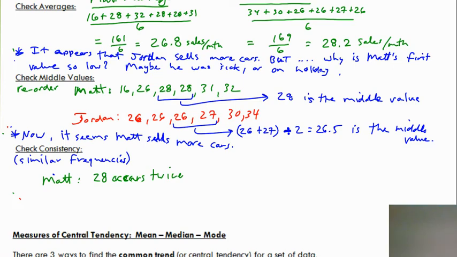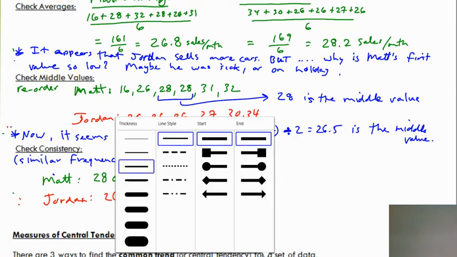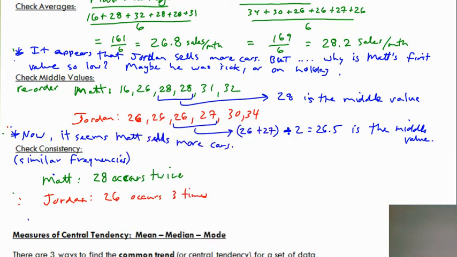And for Jordan, he actually has 26 comes up 3 times. All right, so what can we come up with for this reasoning? Is this important? Well, it would appear pretty messy.